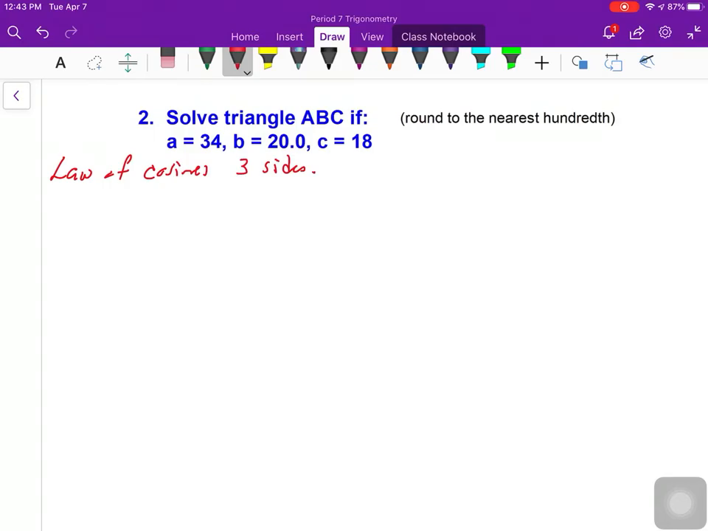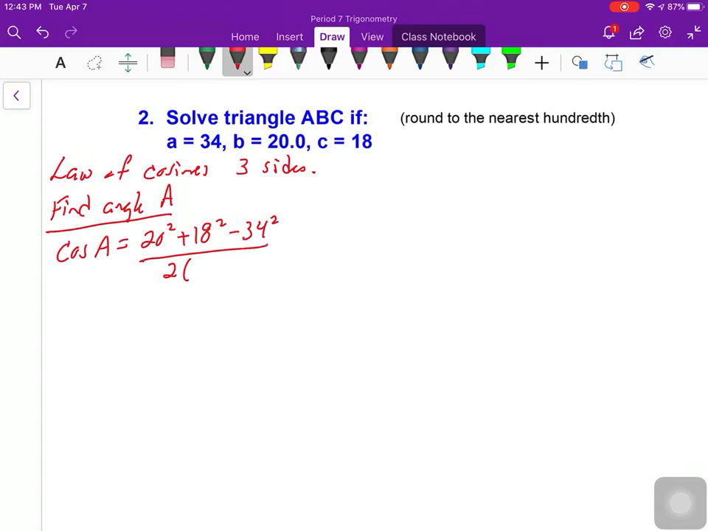Example 2. Once again, it's the law of cosines. We have three sides. Let's find angle A first. The cosine of angle A will be equal to b squared plus c squared minus a squared, divided by 2 times b times c.